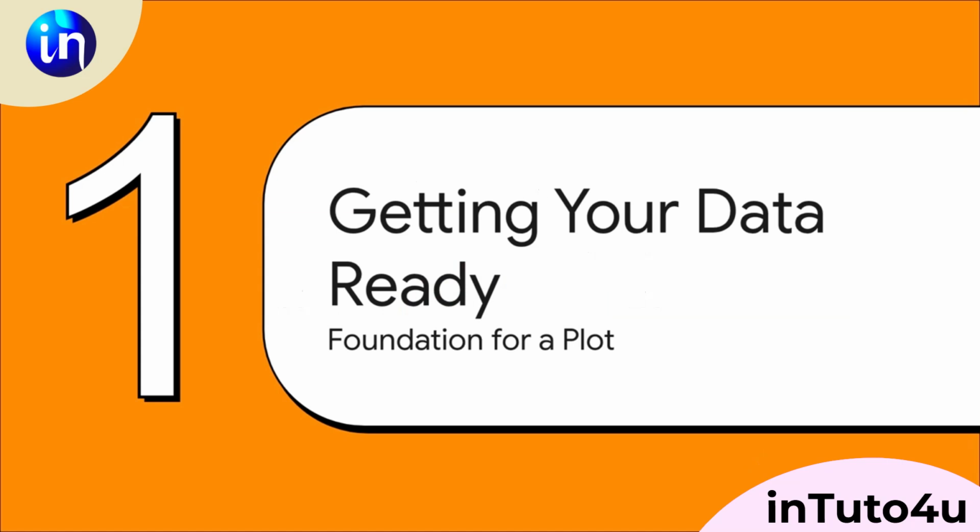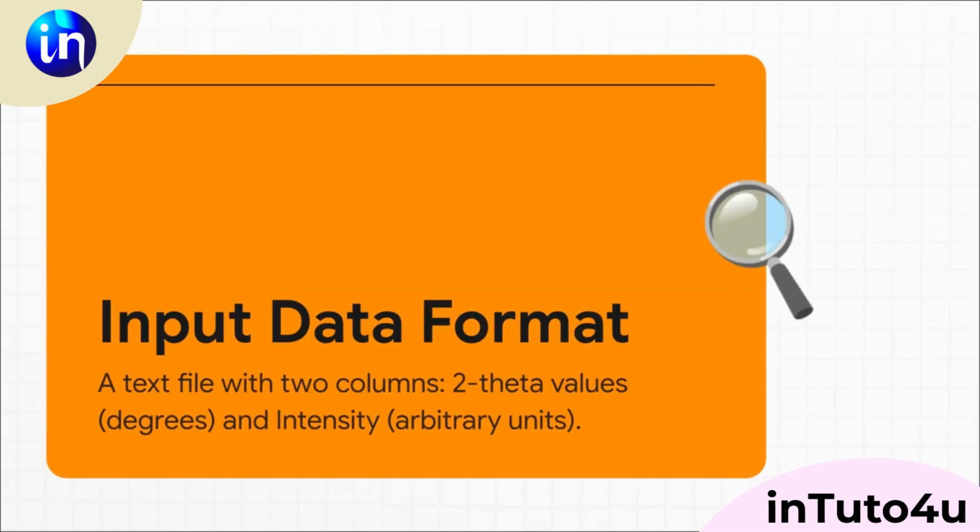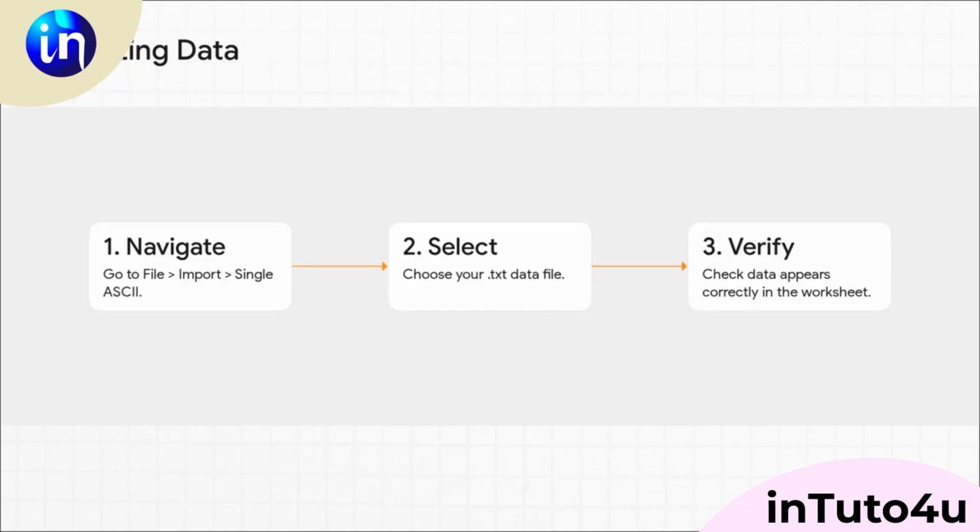Okay, first things first. Before we can even think about making a pretty graph, we have to get our data ready. This is the foundation for everything that comes next. You know, garbage in, garbage out, right? So let's make sure we get this part right. So what does your data need to look like? It's super simple. Origin just wants a basic text file, a TXT file. All it needs is two columns. Column 1 is your two theta values, and column 2 is your intensity. That's it. Nothing fancy.